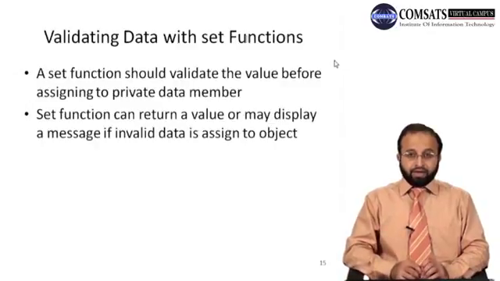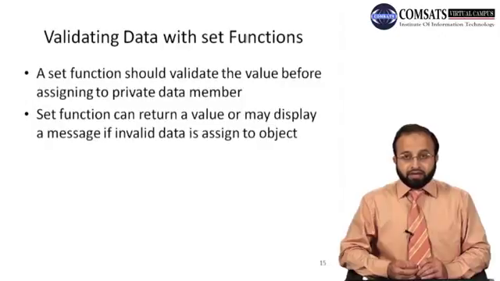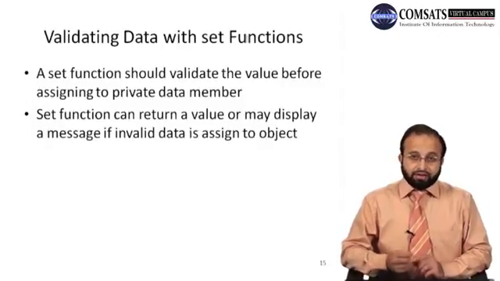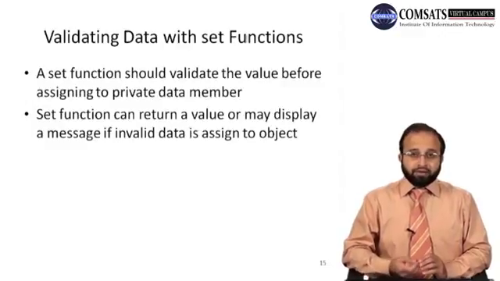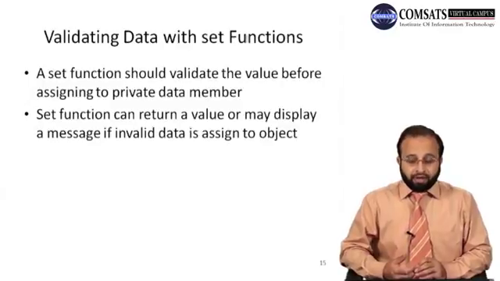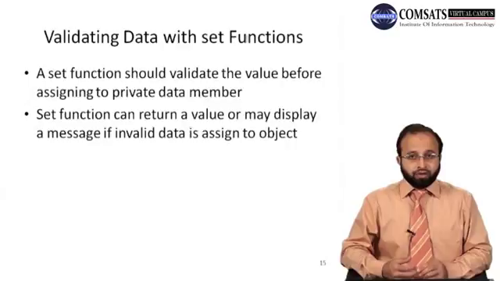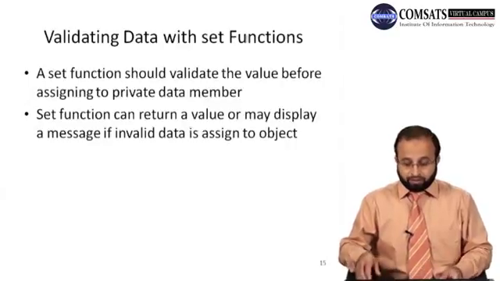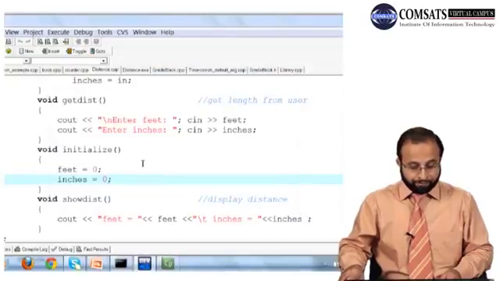A set function can return a value or may display a message if invalid data is assigned to an object. So it can return a value to where it is called, and with that return value you can display an appropriate message that the input is invalid, or the set function can display the message by itself. You can do it in both of these ways. So let's go to the program.